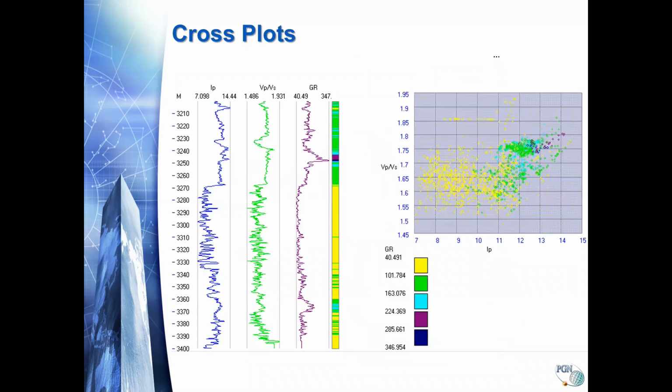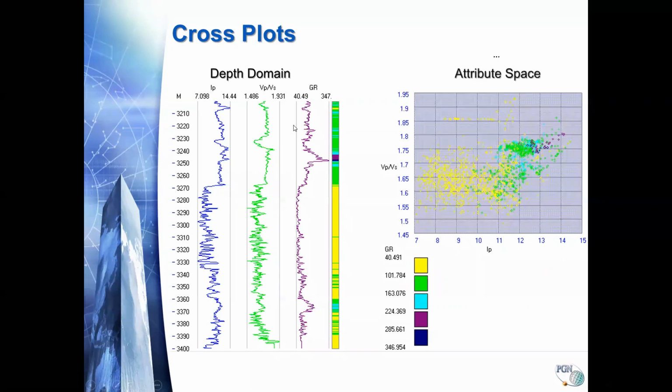One of the most common ways of interpreting data is using cross plots. First of all, we can see that these logs on the left side are acoustic impedance, this is the VP/Vs ratio, and this is gamma ray, and all these logs are plotted as a function of depth. Whereas on the other side, we have the cross plot, where two physical quantities are plotted versus each other. I call this cross plot the attribute space, which we will later see has certain new meanings.